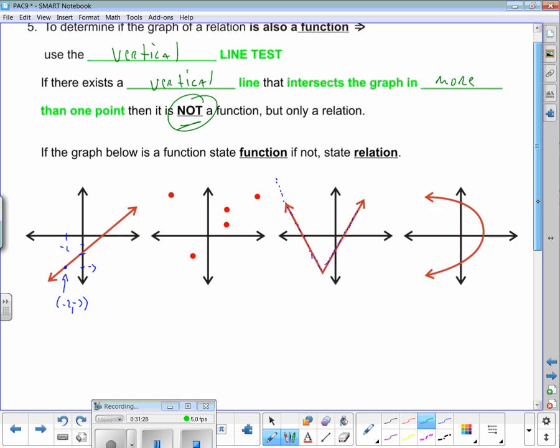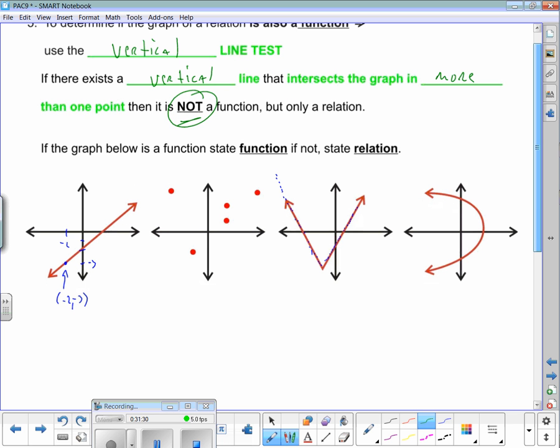So look at the first example. I'm just going to show you a bunch of vertical lines. You can do this in your notes if you want. Does that hit more than one point of the red line? It only hit that one point of the red line, right? It's a vertical line. It only hit one point. Did that hit more than one point of the red line? No, it only hit one.